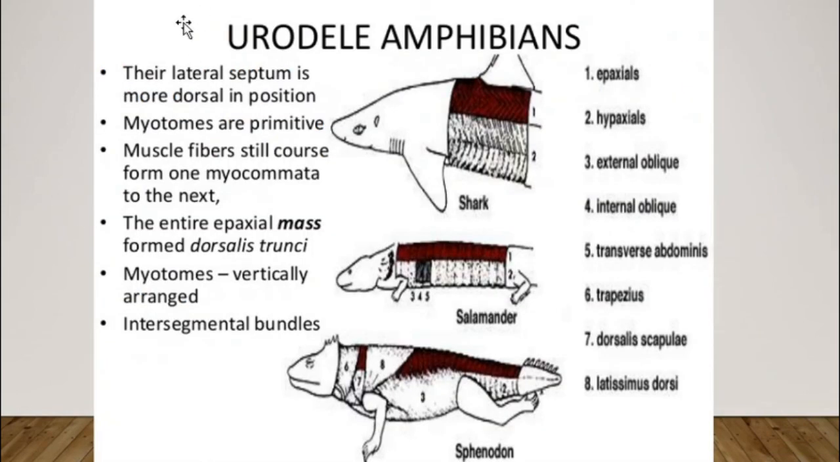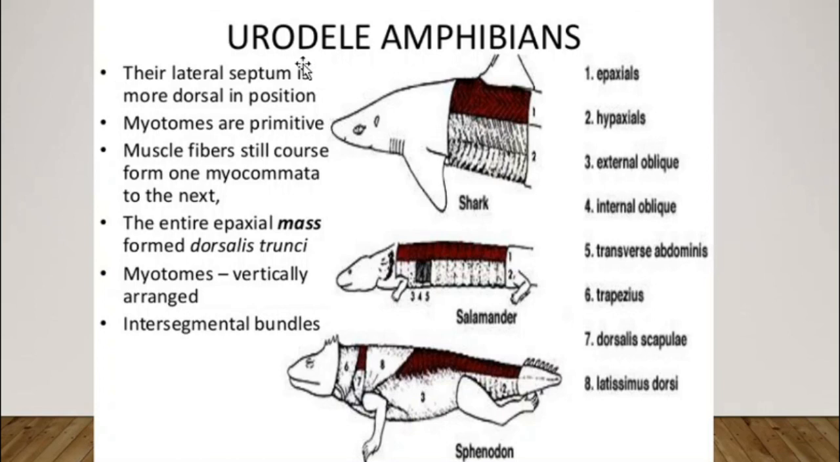Next, let's proceed to the Urodela, or urodels. Now, we have the tree diagram. Sharks are not urodels. The Spinodon is not a urodel. But we have here the salamander, a representative of the urodels. It is an amphibian. It has a lizard-like appearance, but it is not under the reptilian group, but in the amphibian group.